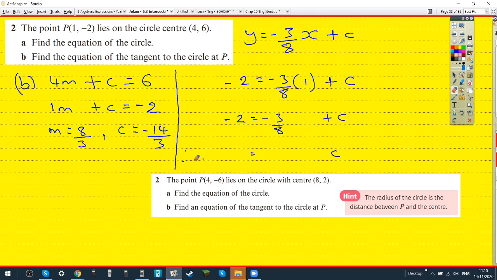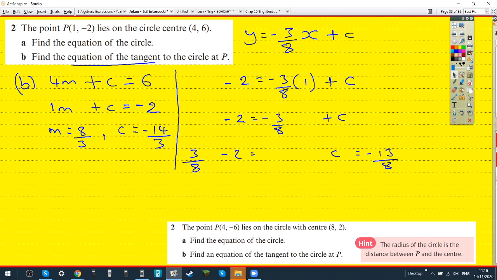Which would give you minus 13 over 8. Okay, so c is minus 13 over 8. And so the final answer is y equals minus 3 over 8x minus 13 over 8.